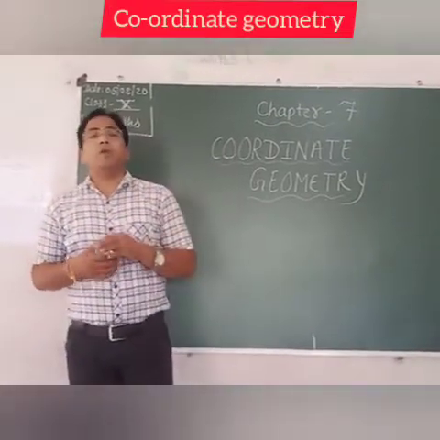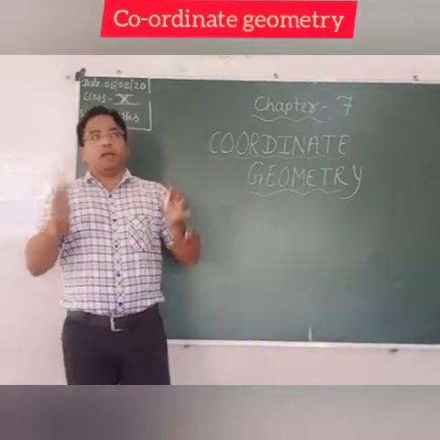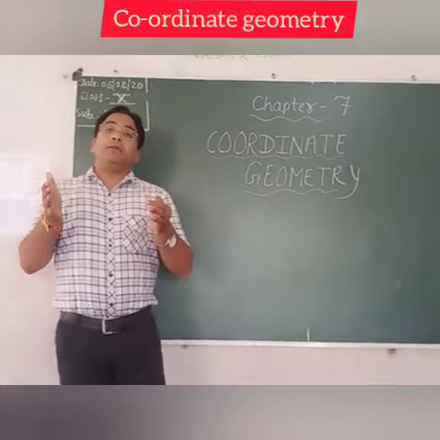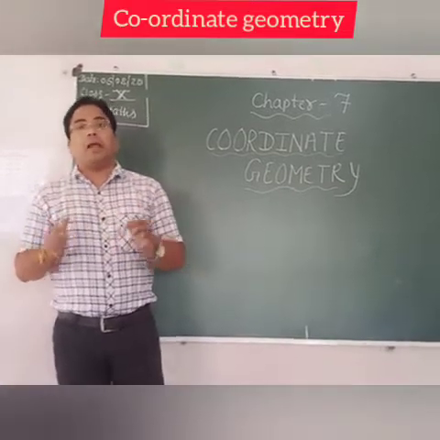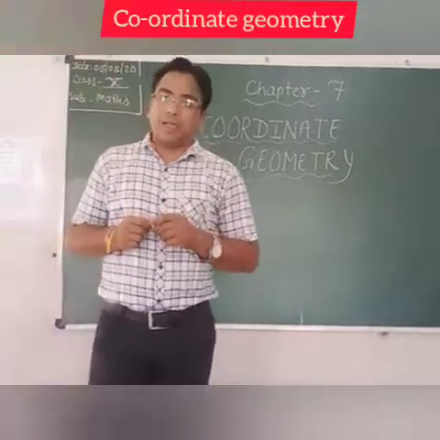And the last topic was area related to circle, meaning not area related to circle, meaning how to find the area of a triangle, not circle. How to find the area of a triangle when all three vertices are given.